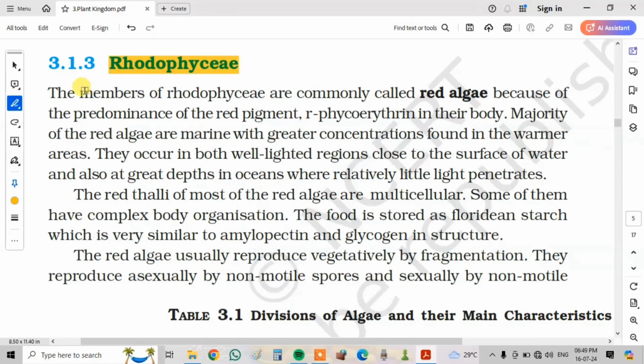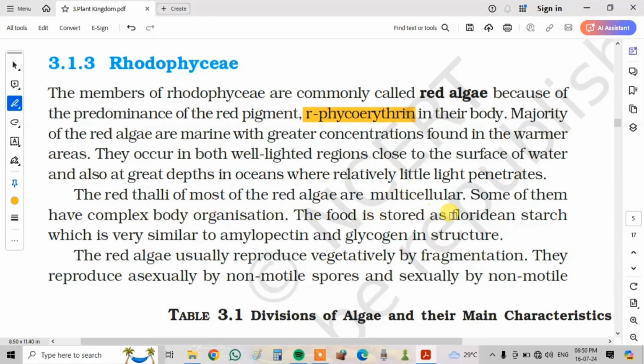Rhodophyceae. The members of Rhodophyceae are commonly called red algae because of the predominance of the red pigment r-phycoerythrin in their body. The majority of red algae are marine, with greater concentrations found in the warmer areas. They occur in both well-lighted regions close to the surface of water and also at great depths in the oceans where relatively little light penetrates. The thalli of most of the red algae are multicellular.